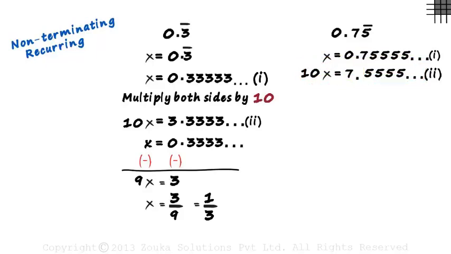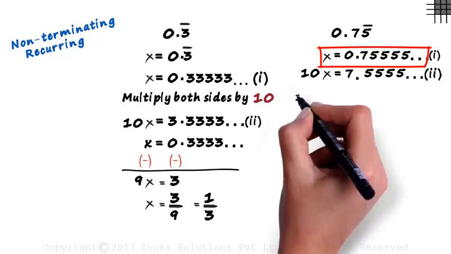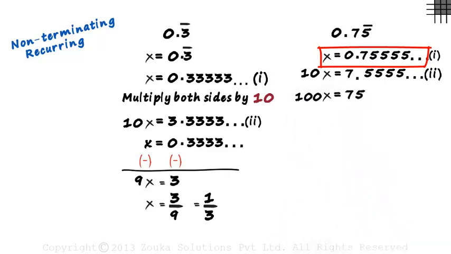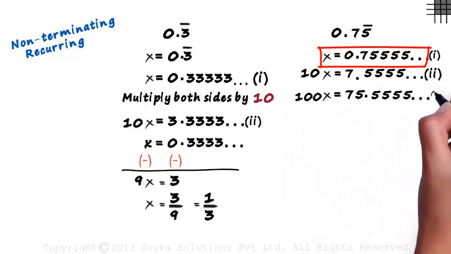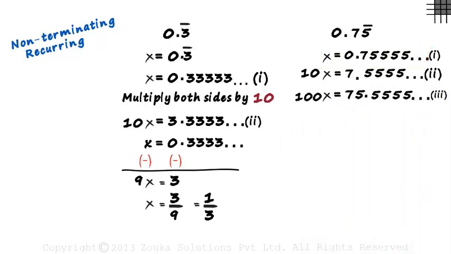The only way that can happen is if we have two equations which have just the recurring part after the decimal. Like in the previous example, we had 3333 after the decimal point. How do we manage to get a 5555 after the decimal point in two equations here? It's simple. We multiply equation 1 with 100. That gives us 100x equals 75.5555 and so on. So now we have two equations which have just 5555 after the decimal point.